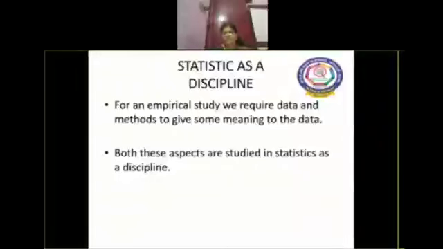Now, statistics as a discipline. For an empirical study, we require data method. We have to add meaning to the data. We should use the data collected in a progressive manner, isn't it? Both these aspects are studied in statistics as a discipline.